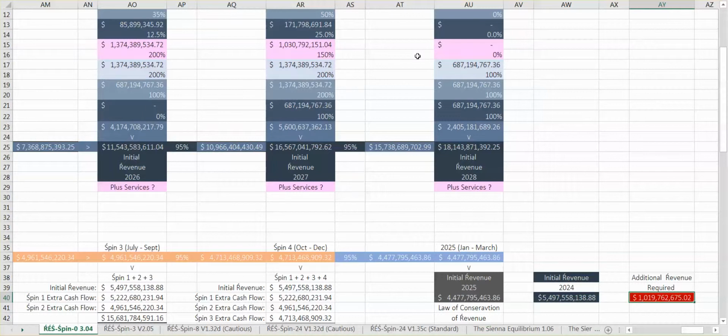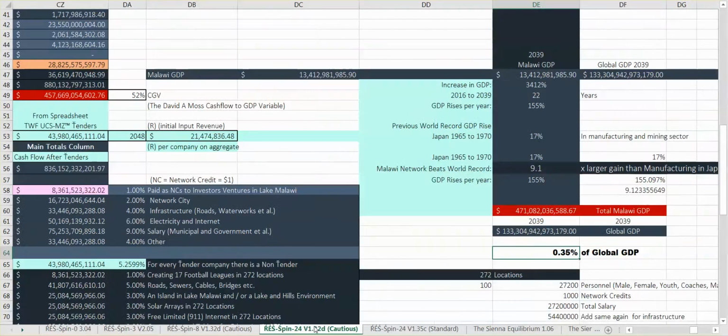Okay, how high can Spin get? The first Angel Theory Res simulation I created started at Spin 8 and went up to Spin 24 by 2039. I created two variations. One that was cautious that allowed a leakage of E5 and one that did not have a leakage, which is called the standard. You can see the two tabs on the spreadsheet. There, cautious, there, standard. Going back to cautious.